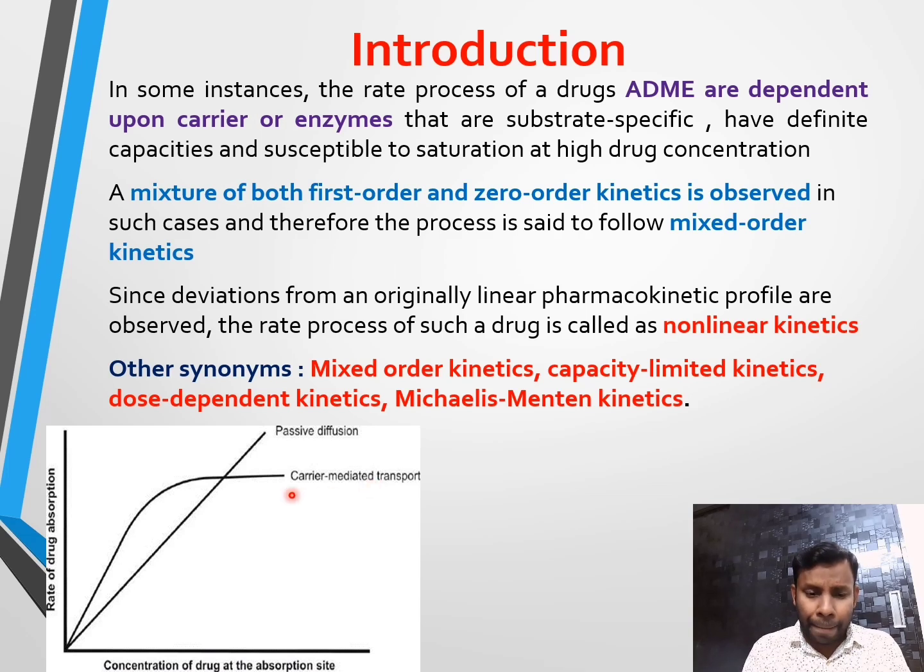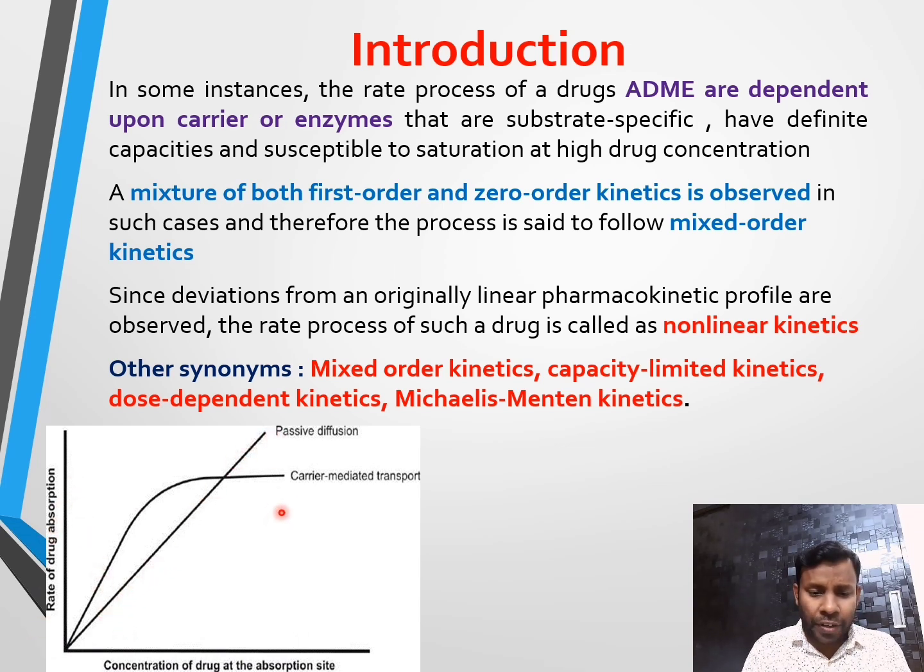In the carrier mediated transport system, drug absorption is done by some carriers, but in the passive diffusion process, this process happens automatically. We don't require any carriers here. So if you see this graph, passive diffusion is linear, meaning as the drug concentration increases, the rate of drug absorption also increases simultaneously.